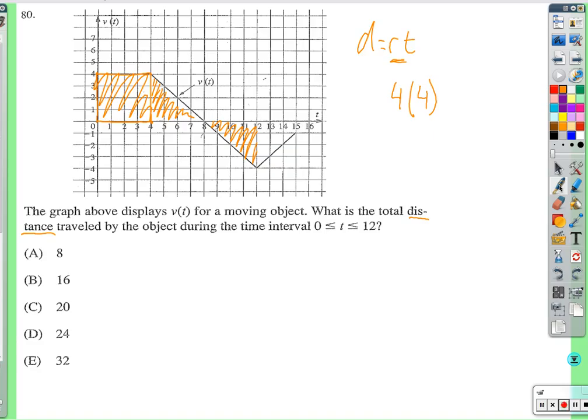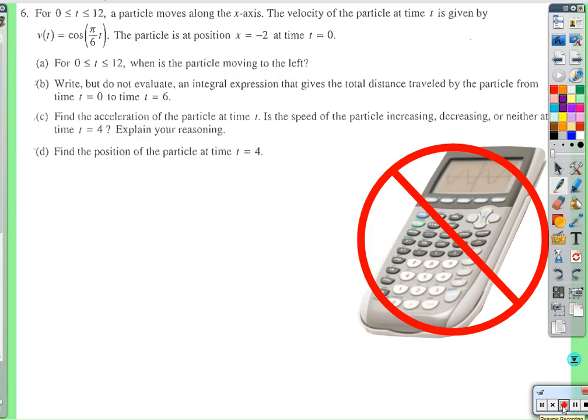We talked about distance and displacement, right? The difference between the two. So if the particle's moving left, then what about any of the functions that we might be able to find would tell us if it's moving left? Velocity. If the velocity is negative, you're moving to the left. Positive velocity is moving to the right, negative velocity is moving to the left.